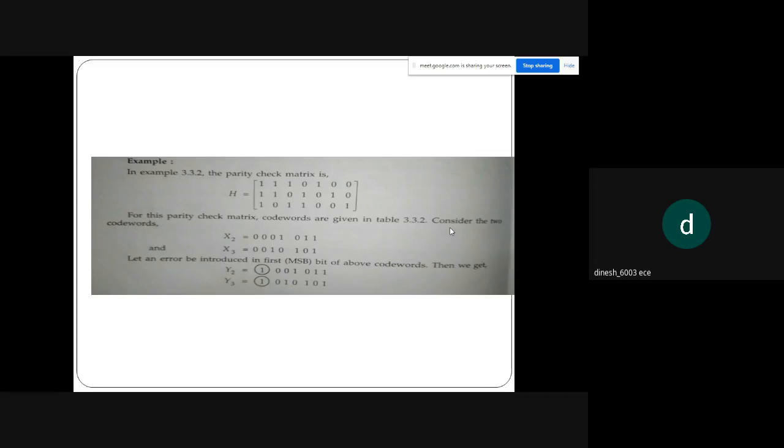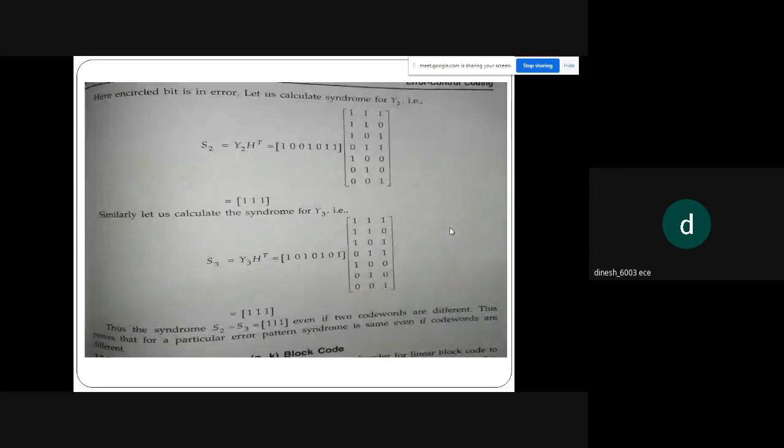If we introduce the first bit as error in X3, we get Y3. The first bit is error, non-zero element 1, and the remaining will be as it is. So write it as it is. Then let us calculate the syndrome for each.